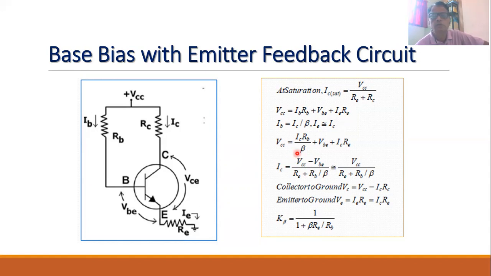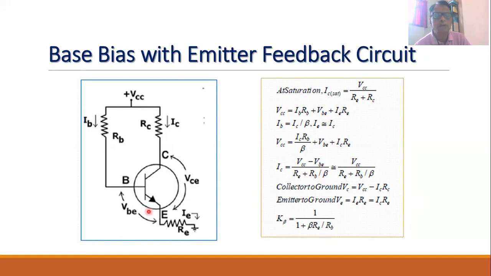VCC is equal to IC into RB divided by beta, so IB is being replaced by IC divided by beta, plus VB plus IE into RE, but IE is being replaced by IC. So we have arranged this equation in such a way that we can get the expression for collector current IC. So collector current IC will be equal to VCC minus VB, this VB will go on this side, divided by RE plus RB divided by beta.